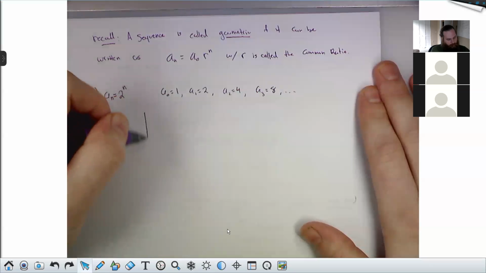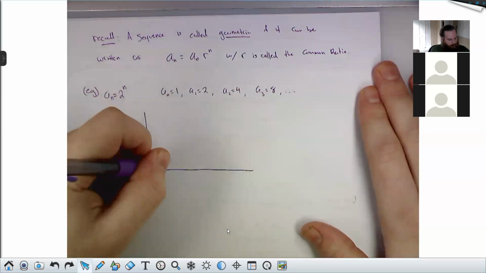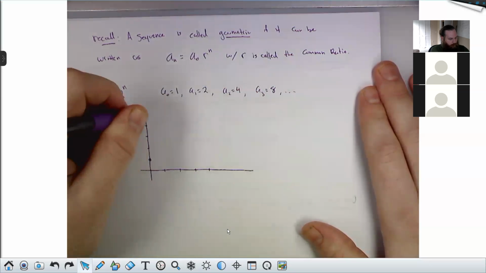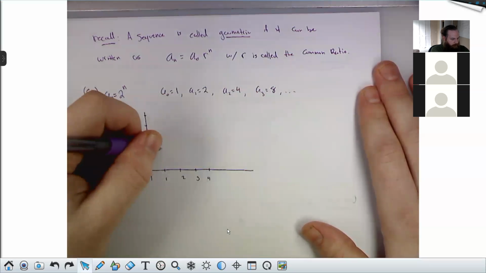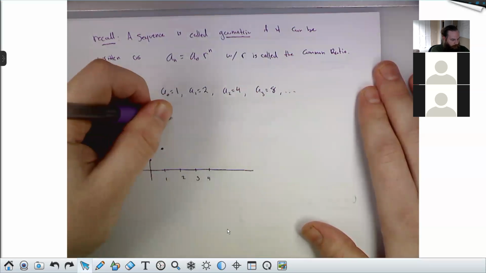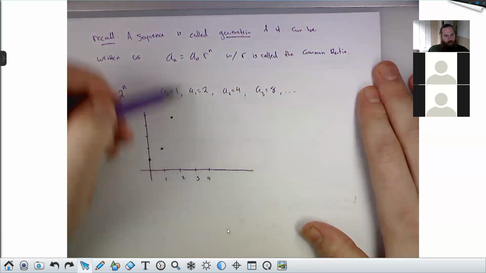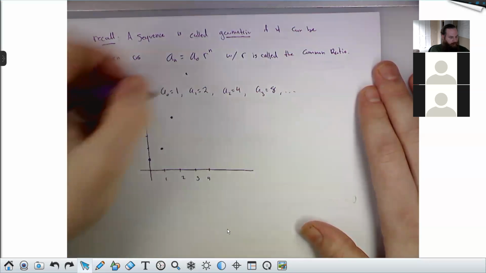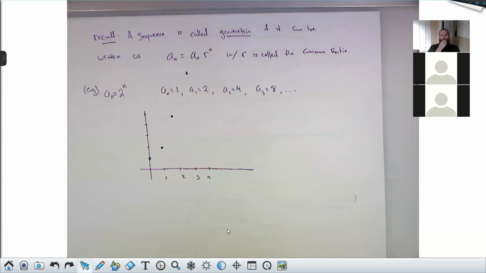If you look at the graph, a0 is 1, a1 is 2, a2 is 4, and this thing just gets bigger and bigger. The next dot is like all the way up here, right? And then the dot after that is off the page. So the graph of this geometric sequence is definitely not getting closer and closer to any particular thing. It's just blowing up to infinity.